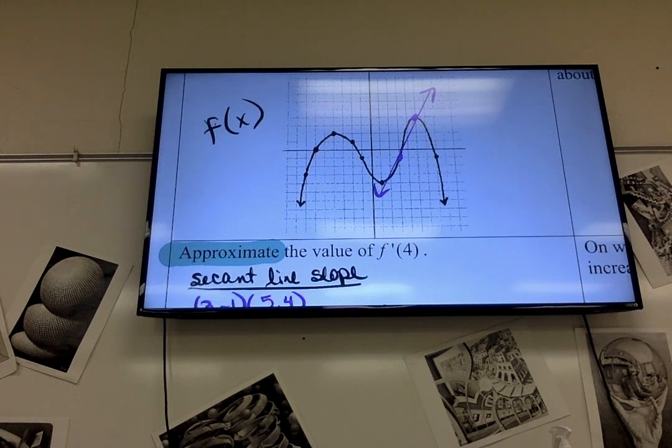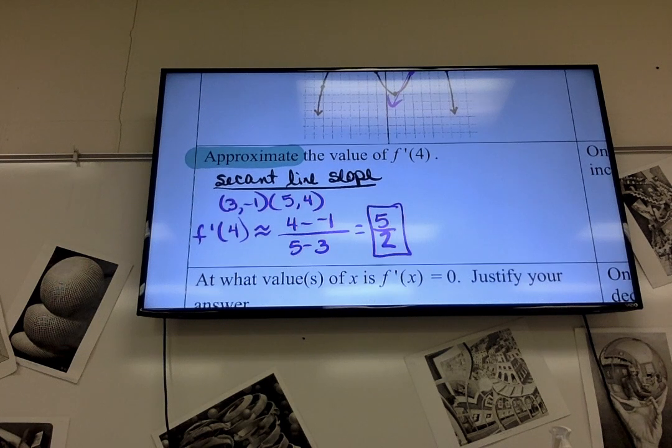If you count, you'd go up 5 to the right 2. You probably could have done it that way. So when it says approximate, then we're going to have to find 2 points around it, and we're going to have to find the slope of that secant line.